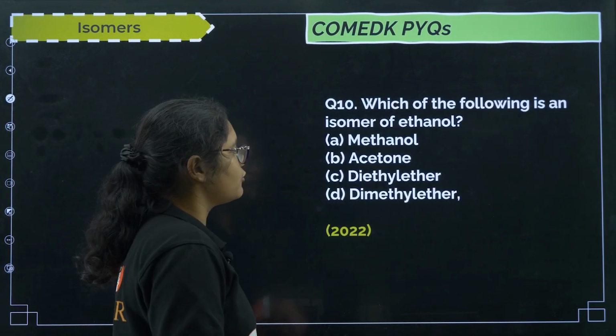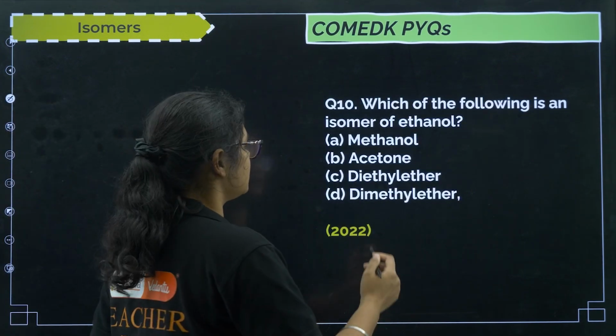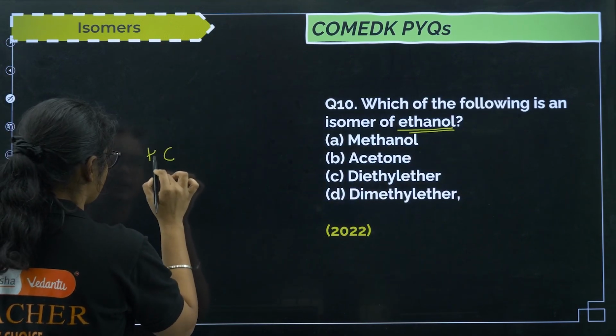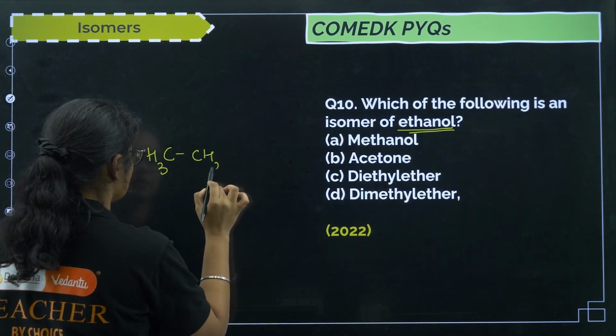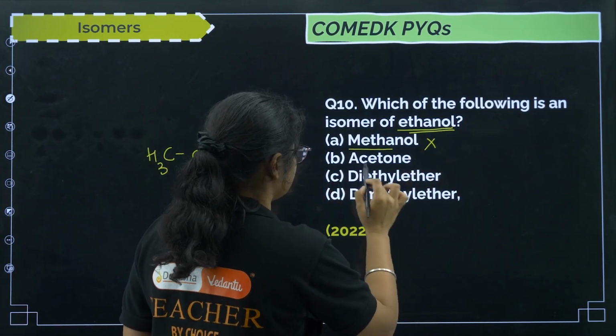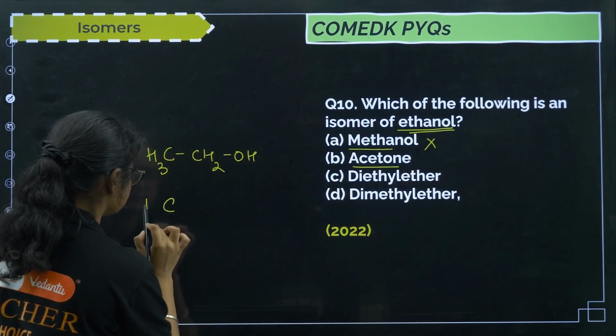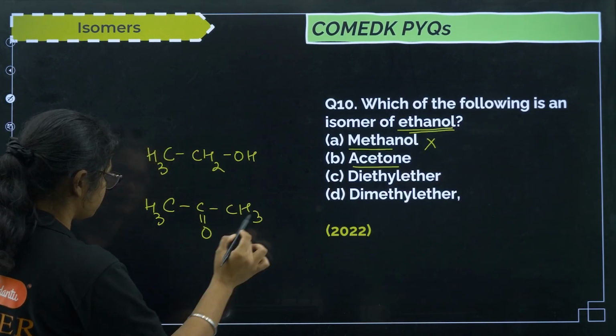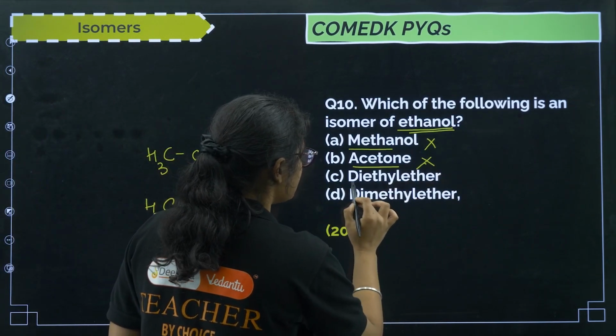Next, 10th, which of the following is an isomer of ethanol? Okay, isomer of ethanol, if you see, the structure of ethanol is like this. So we need at least 2 carbons, right? So methanol has 1 carbon, we can eliminate. Acetone structure is like this. Okay, this is acetone. So how many carbons are there? 3 carbons. So this is also not correct.